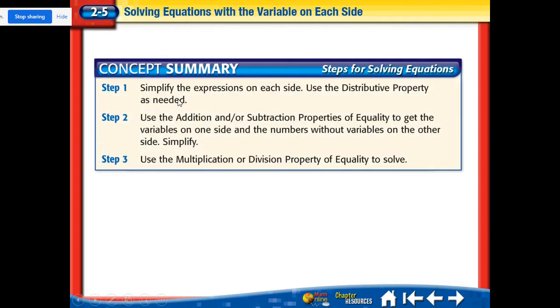All right, so these are some basic steps that they put together. I kind of spread them out a little bit. Simplify the expressions on each side, use the distributive property as needed. Use addition or subtraction of equality to get the variables on one side and numbers without variables on the other side. And then we're going to multiply and divide to solve.